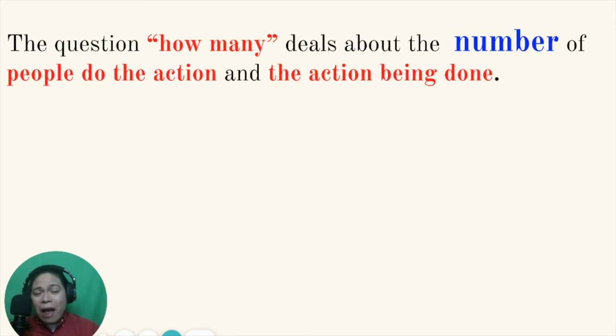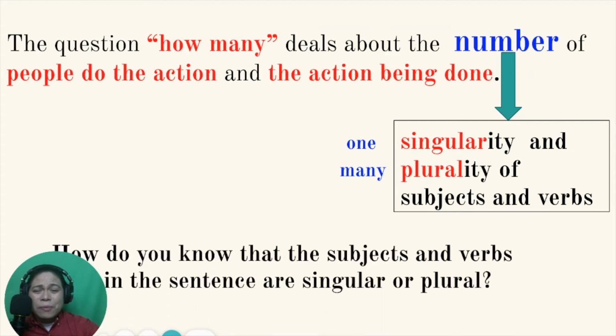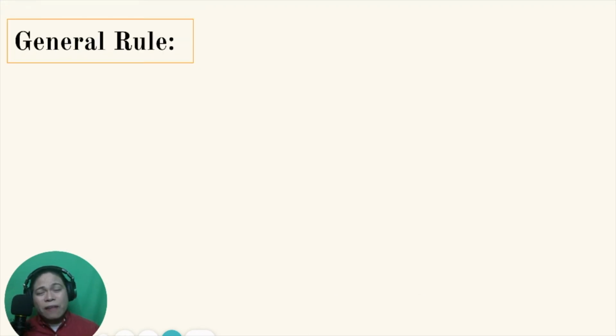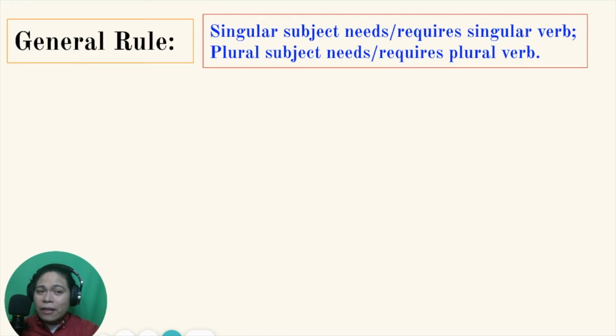So in grammar, when we talk about subject-verb agreement, the word number does not tell about 1, 2, 3, but it talks about the singularity and plurality of subject and verb. When we say singular, that's one person doing the action. When we say plural, that is two or more people doing the action. But the question is, how do you know that the subjects and verbs in the sentence are singular and plural? Before we proceed with a lot of rules in subject-verb agreement, it is a prerequisite to know the general rule of subject-verb agreement. And what is the general rule? It says a singular subject requires a singular verb, and a plural subject requires a plural verb.